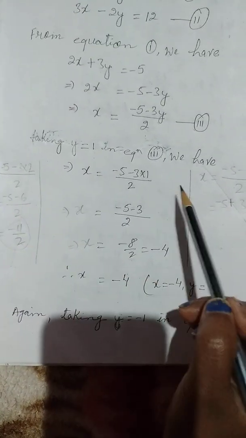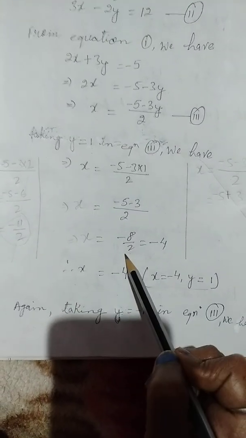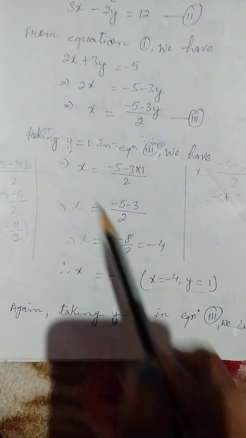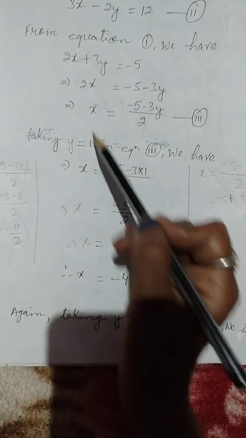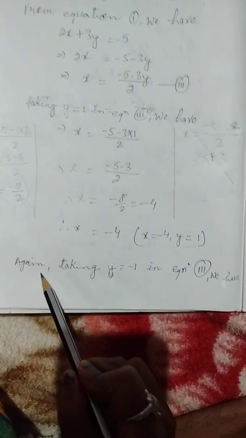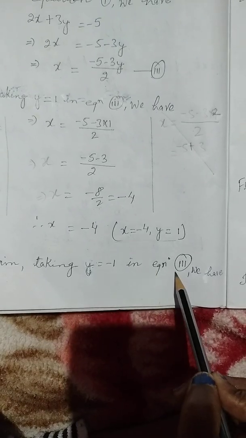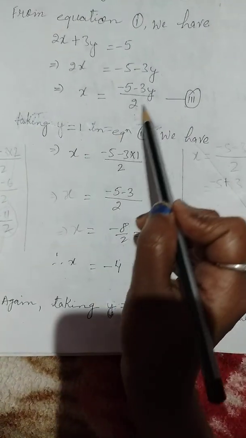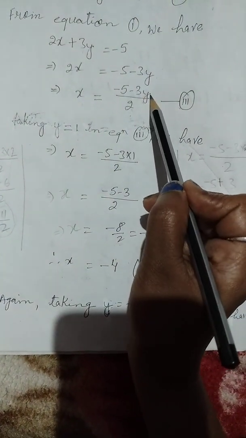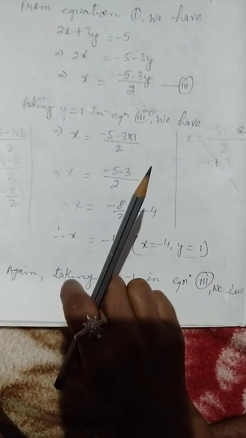You don't need to write this, just write this. Now we have to take 3 values for y and we will get 3 values for x. Now again, taking y equal minus 1 in equation 3, we have, in place of y, minus 1.